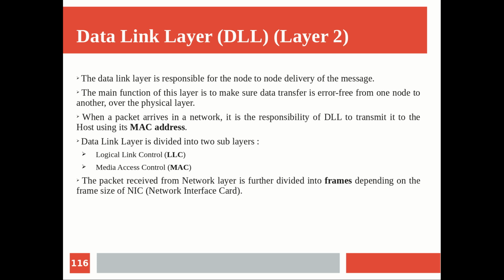The packet received from the network layer is further divided into something called frames, which is the protocol data unit of this layer, depending on the frame size of the network interface card. That is, what size is supported by the network interface card in a particular network, a local area network. If it is Ethernet, I already told you the frame has a maximum size of 1500 bytes for the message part, and some 18 byte header minimum. Totally some 1518 could be the total size of a frame. I mean 1500 is the maximum payload size. The header size is some 18 bytes, with some variation.